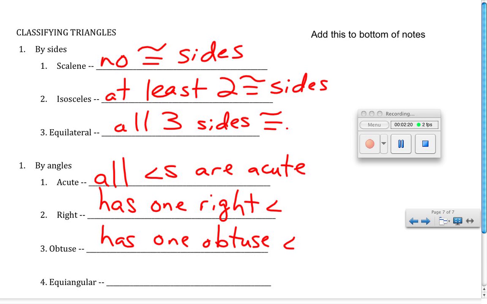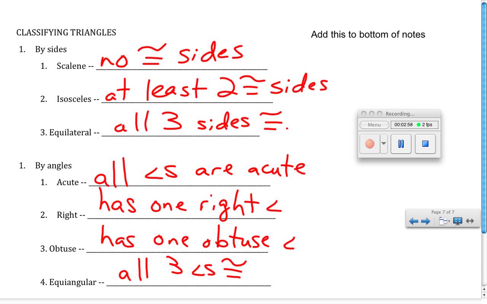And an equiangular triangle. All three angles are congruent. Yes, excellent observation. All three angles will be 60 degrees. But isn't that the same kind of thing for acute? An acute triangle just means that all of its angles are less than 90 degrees. So one could be 80. Yes, that's the idea.